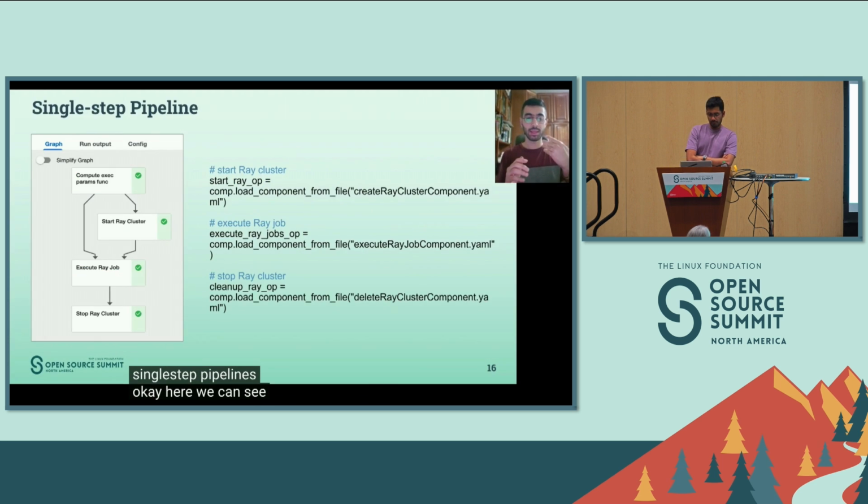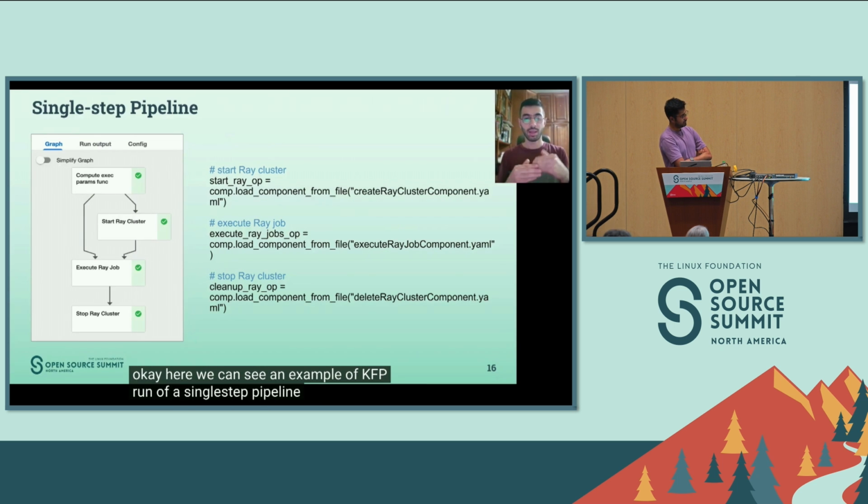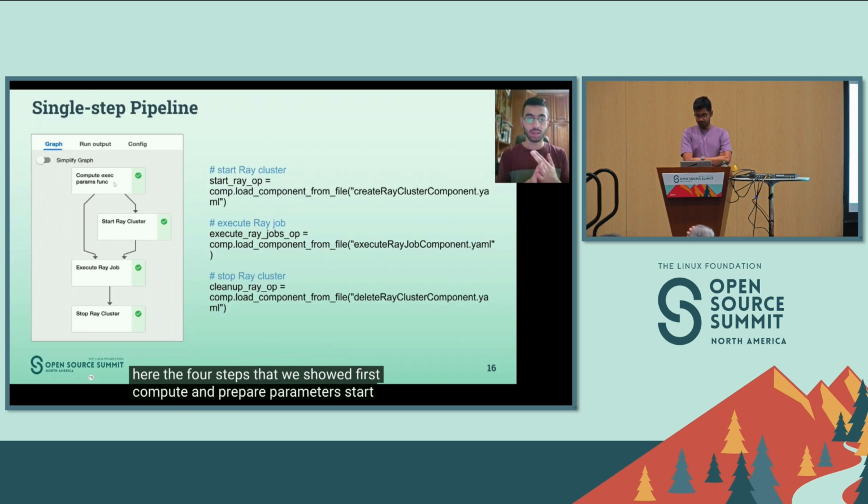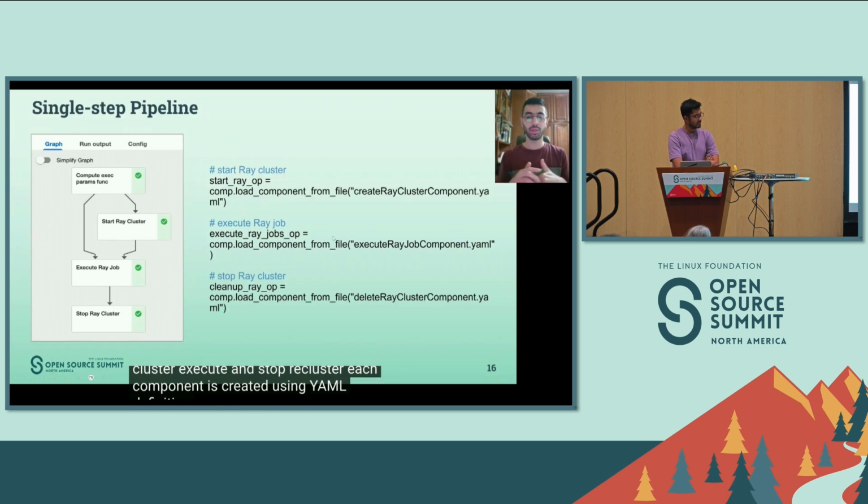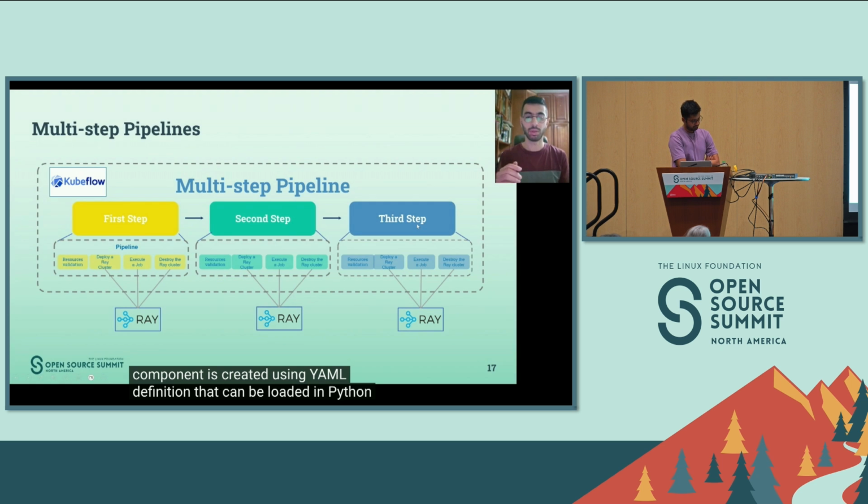Okay, here we can see an example of a KFP run of a single step pipeline. As we see here, the four steps that we showed: first, compute and prepare parameters, start Ray cluster, execute, and stop Ray cluster. Each component is created using a YAML definition that can be loaded in Python.